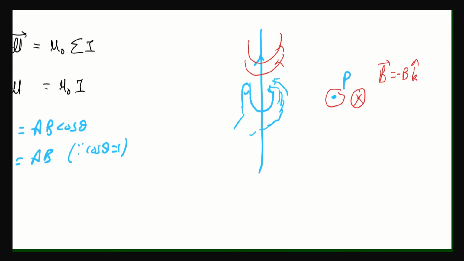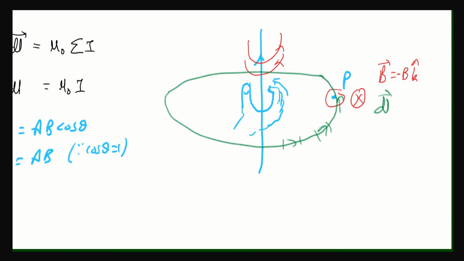So we can say that vector B can be written as minus B k cap. And when I imagine the Amperian loop, say the Amperian loop is like this. So this is my dl, this is my dl. When I come here, dl will also have the same direction, isn't it? So when I take B dot dl, actually I am talking about B dl cos 0, because the angle between B and dl will be 0. And what is cos 0? Cos 0 is 1. So you can always write B dot dl as B dl.